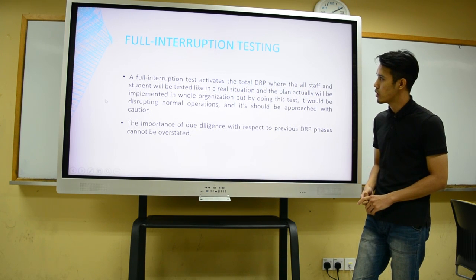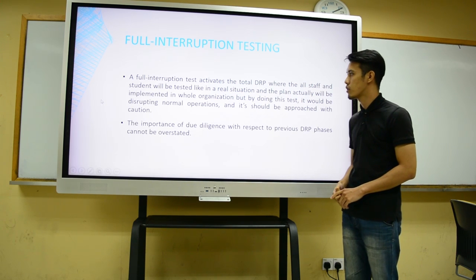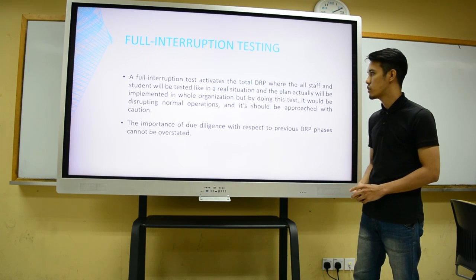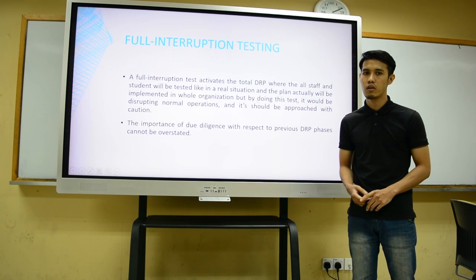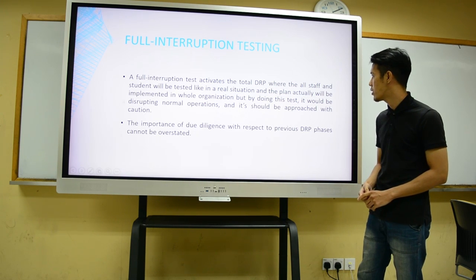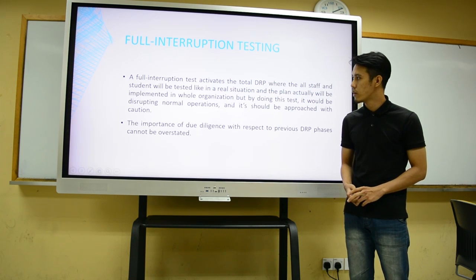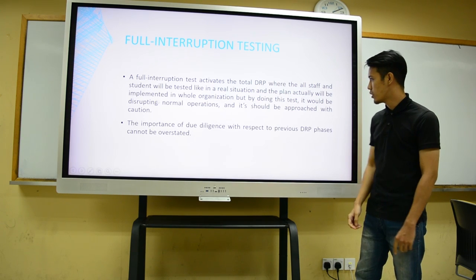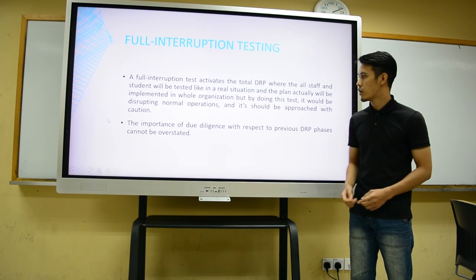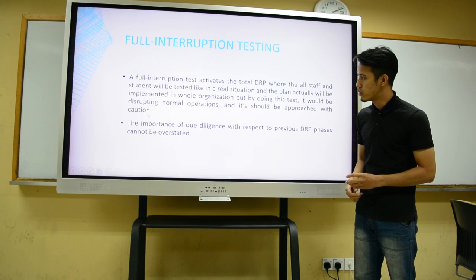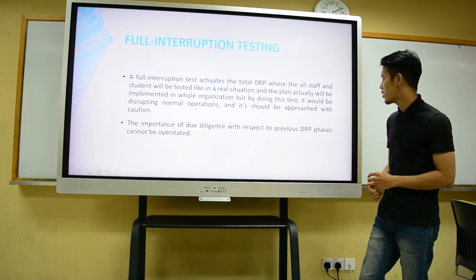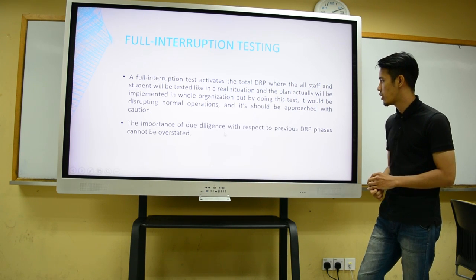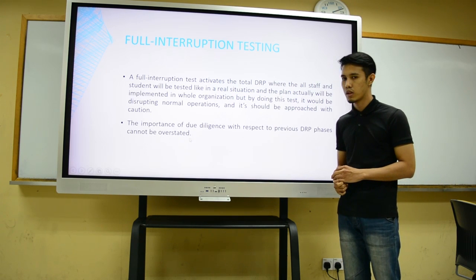Okay, the last method we are going through is full interruption testing, which activates the total DRP, where all the staff and students will be tested like in a real situation, and the plan will actually be implemented in the whole organization. But doing this test has an impact, as it disrupts normal operation, and it should be approached with caution. The importance of due diligence with respect to previous DRP phases cannot be overstated.